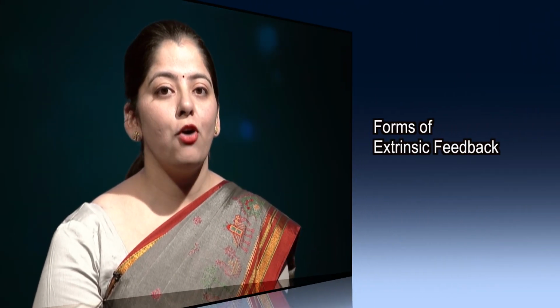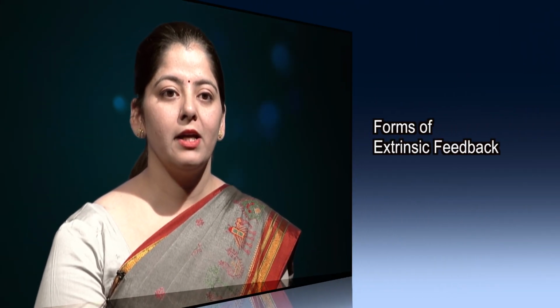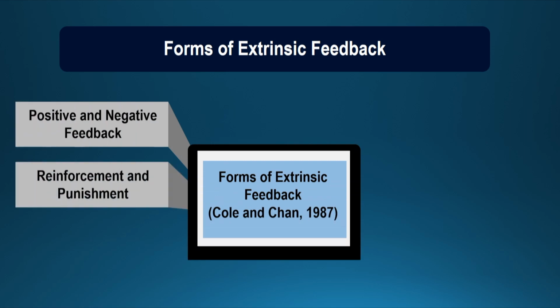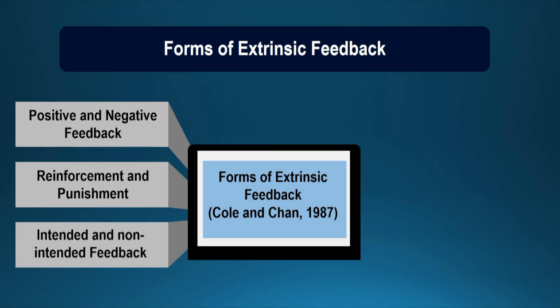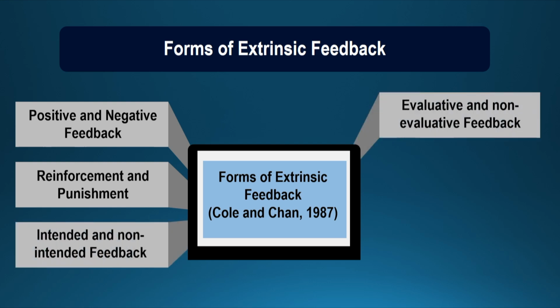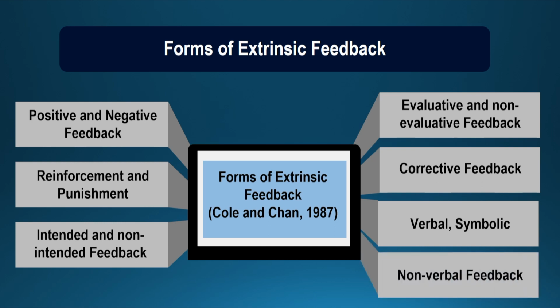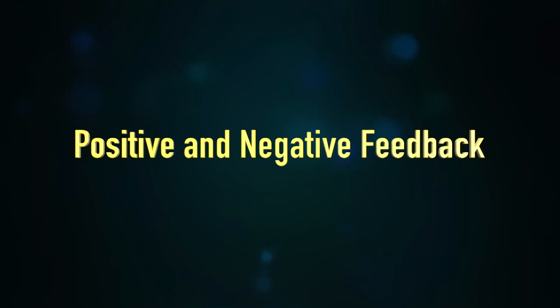There are different forms of extrinsic feedback. These are positive and negative feedback, reinforcement and punishment feedback, intended and non-intended feedback, evaluative and non-evaluative feedback, corrective feedback, and some forms of communication also act as feedback, such as verbal and symbolic feedback and non-verbal feedback. Now, what is positive and negative feedback?